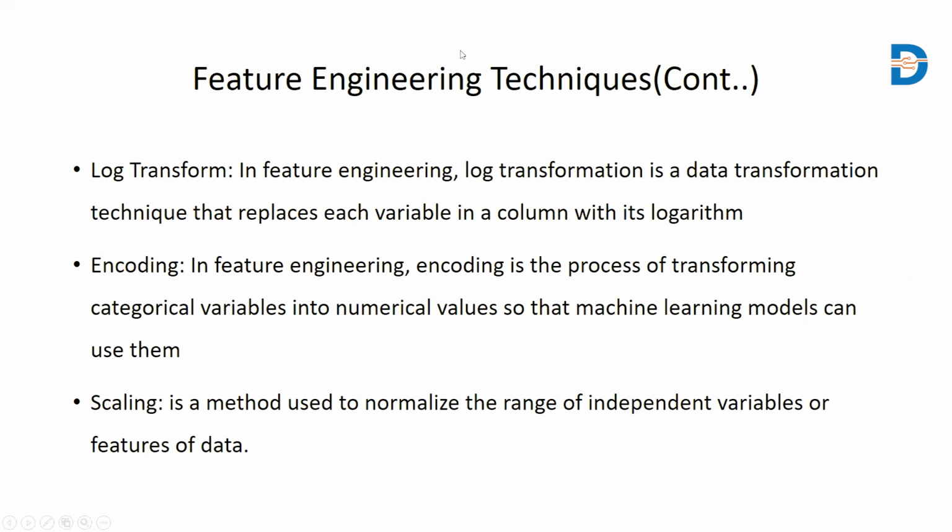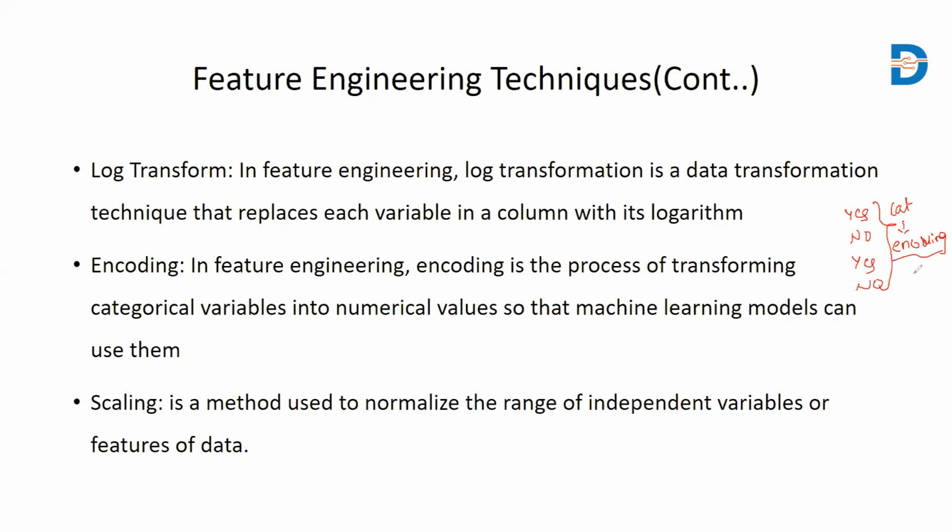Coming to encoding. What exactly does encoding mean in feature engineering? Encoding is the process of transforming categorical variables into numerical values so that machine learning models can use them. Suppose I have one column with some categorical data, like yes, no, some discrete data. We have to deal with this type of categorical data, so we apply encoding techniques so that machines can understand the values.